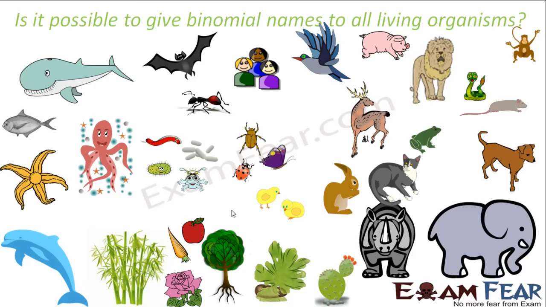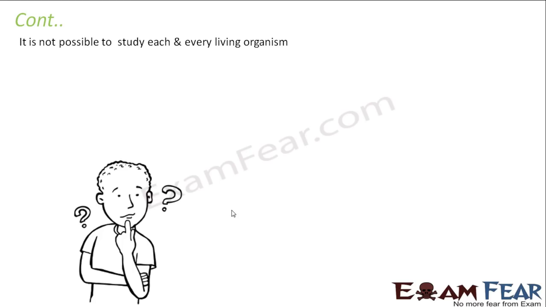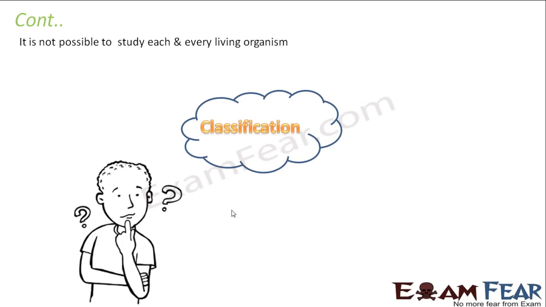So what is the solution? What is the point of having the system of nomenclature then? If we cannot give names to every living organism, there is no point of introducing this system of nomenclature. So now the question is, what is to be done then? After thinking over it, people came up with a solution, and that solution was classification. Instead of giving binomial names to each and every living organism, the huge variety of living organisms which exist were classified into different groups.